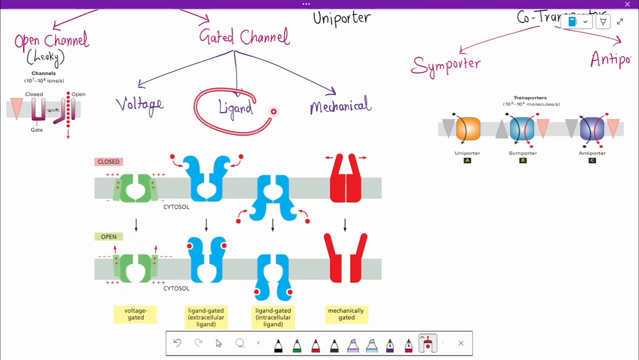In case of ligand gated channels, there is a specific ligand. It may be some kind of protein, some kind of hormone, or some other chemical agent that binds to this channel in a specific manner, and when it binds, the channel opens and influx or efflux of certain molecules can take place.